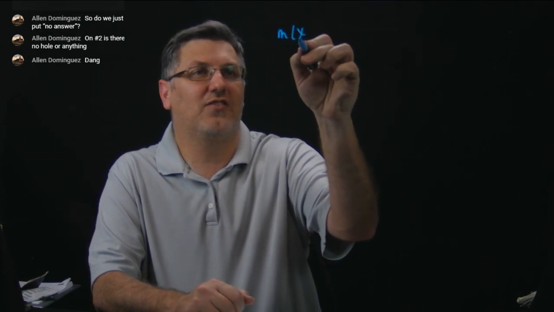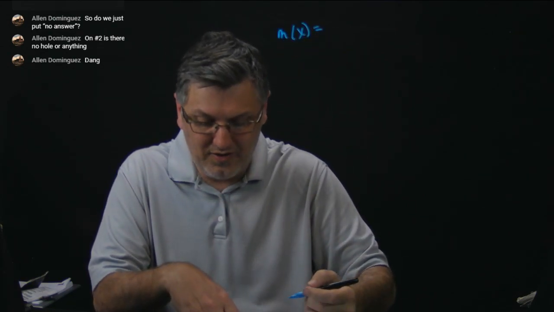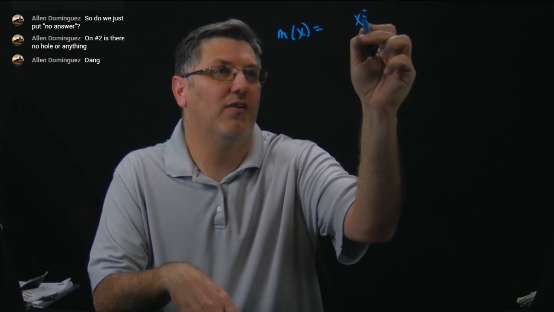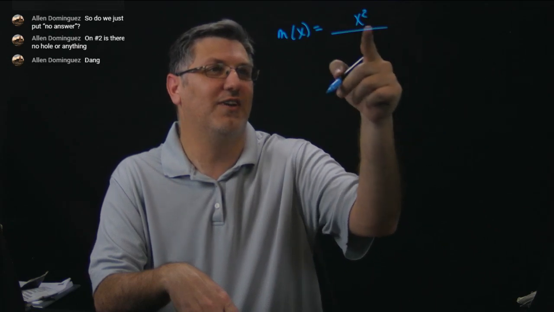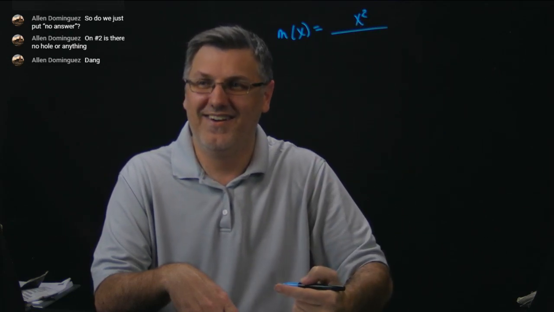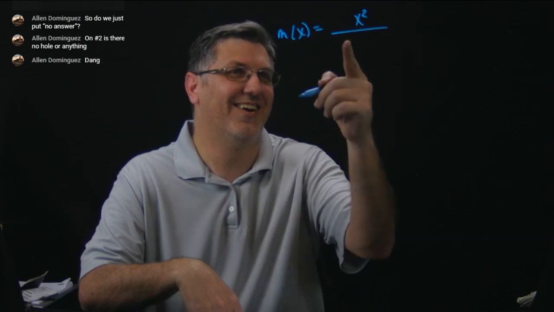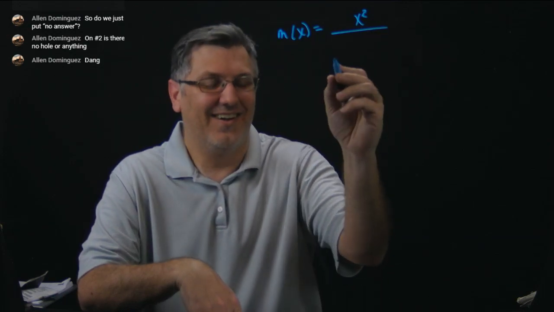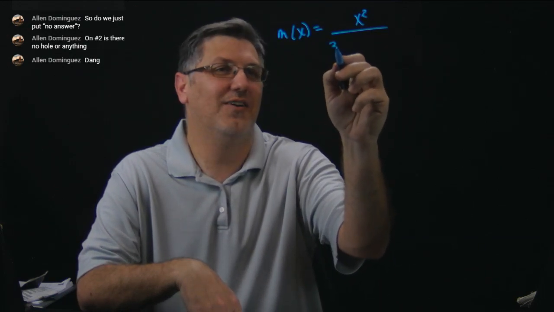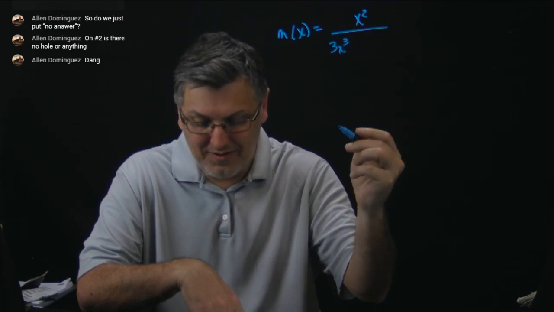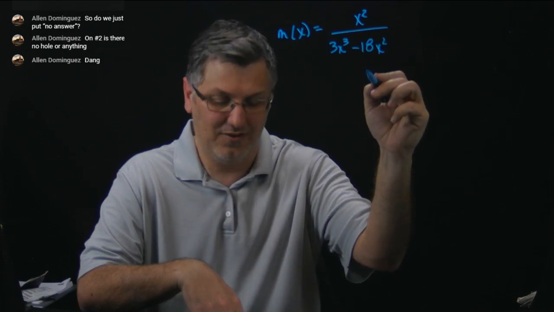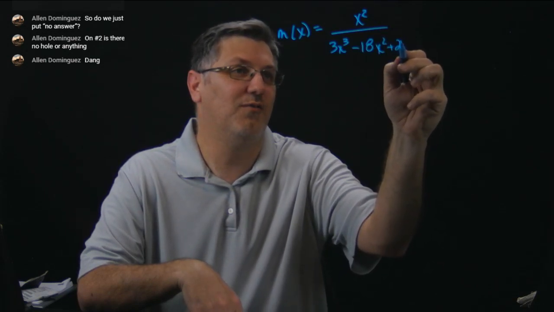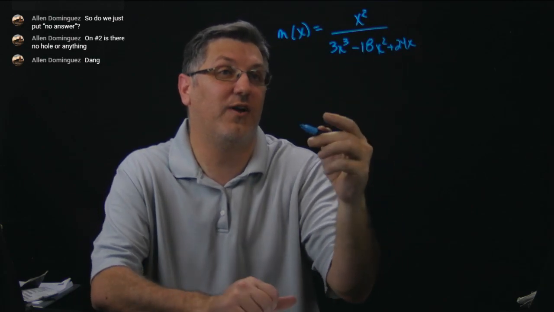So number 2, we have m of x equals x squared over 3x cubed minus 18x squared plus 24x. Wow, that looks so much better on the screen than it does here. It doesn't even look like a 2. All right, so factor.